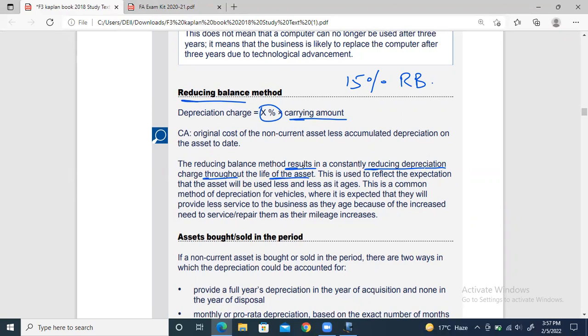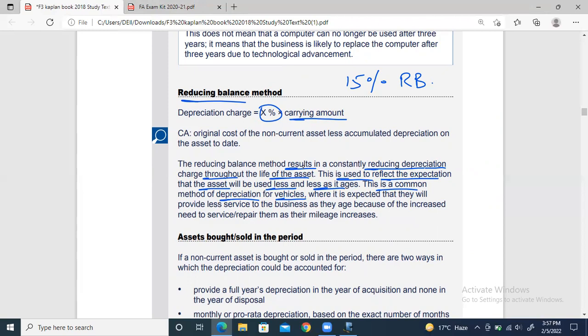Yes, that's correct. And this is used to reflect the expectation that the asset is used less and less as it ages. So this is basically a more realistic approach. Straight line assumes that it is the same, right? In actual, it can never be the same. So asset use basically reduces over time because naturally its efficiency goes down, right? This is a common method of depreciation for vehicles. Obviously, vehicles' efficiency goes down, right?